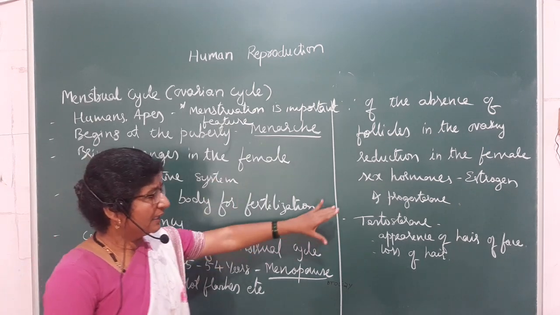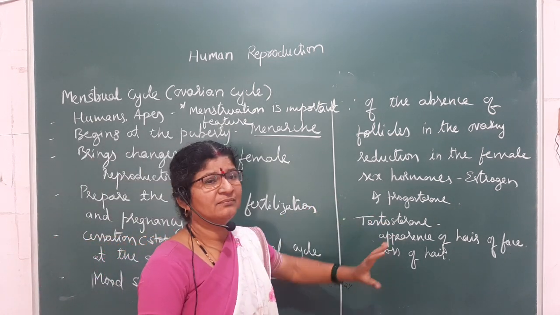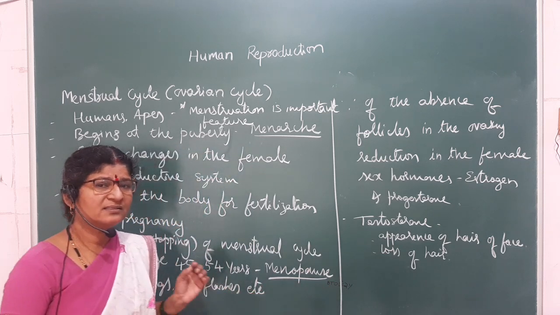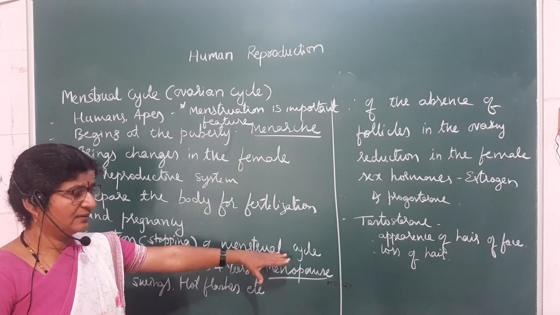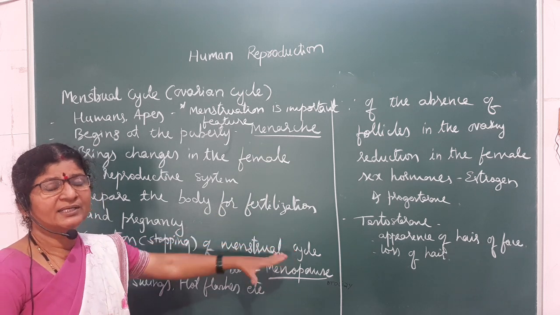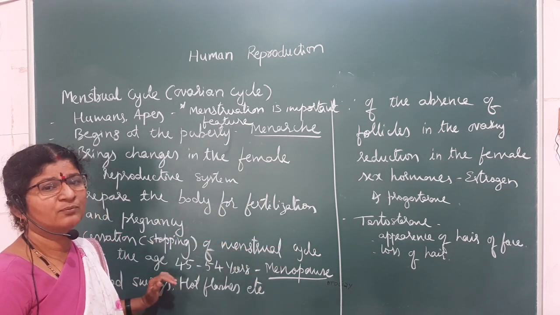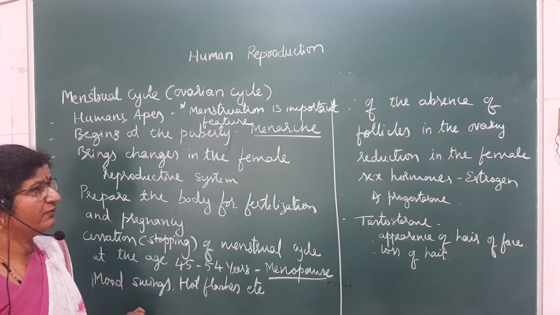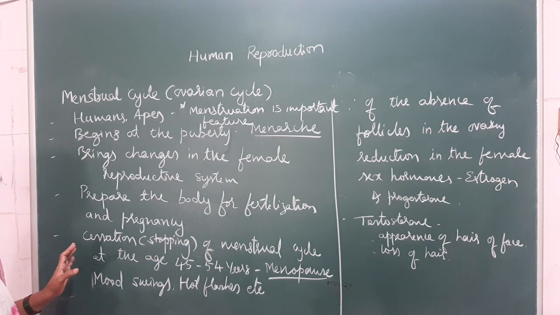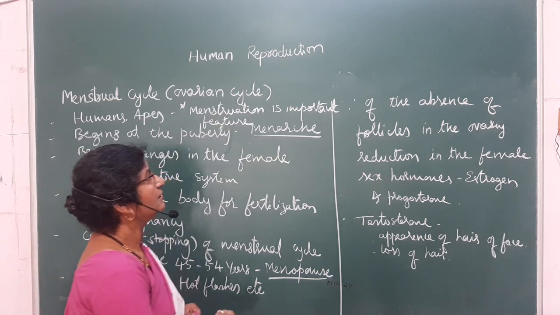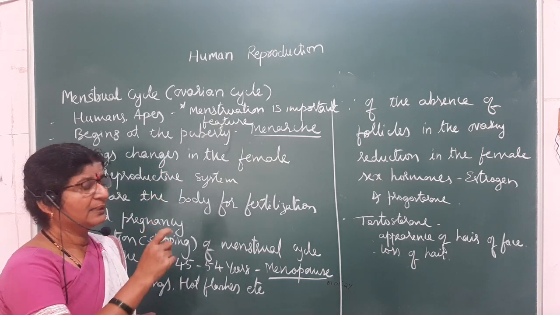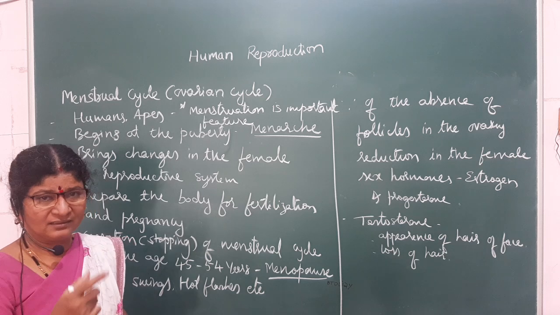After menopause, some characters are seen in some of the females, not in all, like loss of hair, growth of facial hairs, and usually hot flashes, and mood swings are seen in the female. So this is about the menstrual cycle. Now let us see the stages of the menstrual cycle. A normal menstrual cycle usually takes place during 28 days.